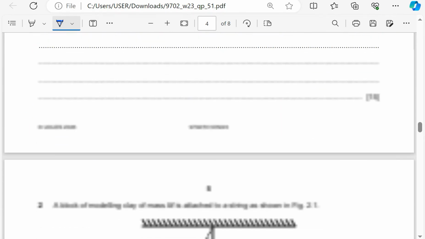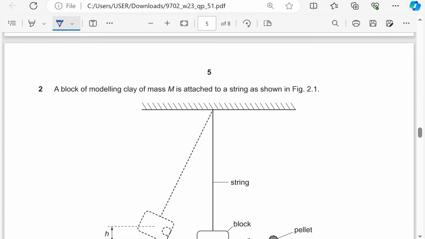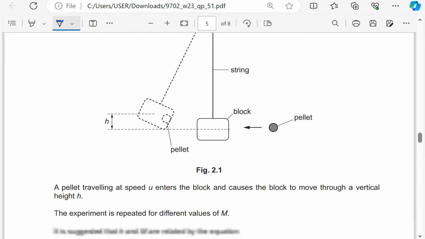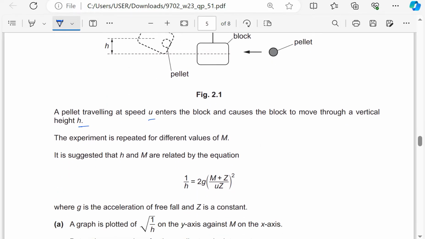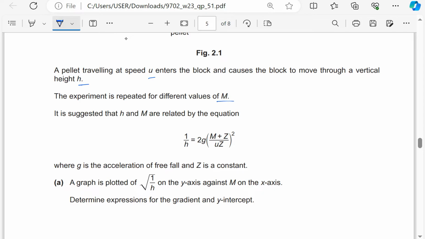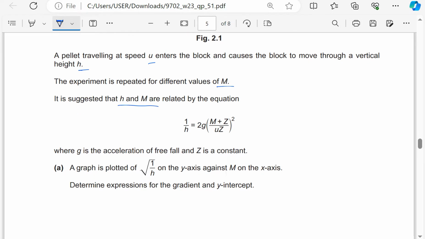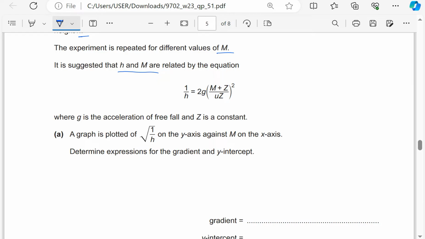Then question number 2, without wasting time. A block of modeling clay of mass m is attached to a string as shown in the figure. A pellet traveling at speed u enters the block and causes the block to move through a vertical distance h. The experiment is repeated for different values of m. It is suggested that h and m are related by the equation 1 over h is equal to 2gm plus z over uz squared. A graph of root of 1 over h on the y-axis against m on the x-axis is plotted. Determine the expression for the gradient.